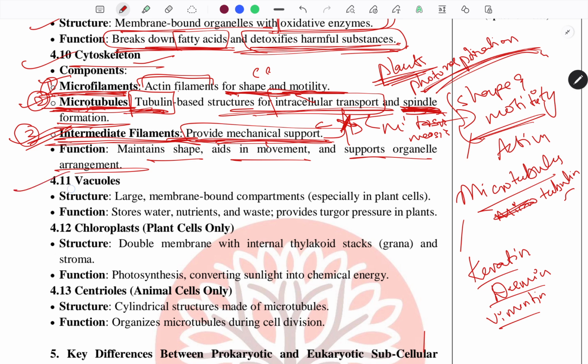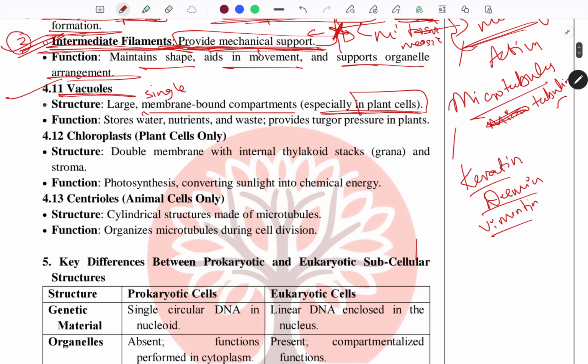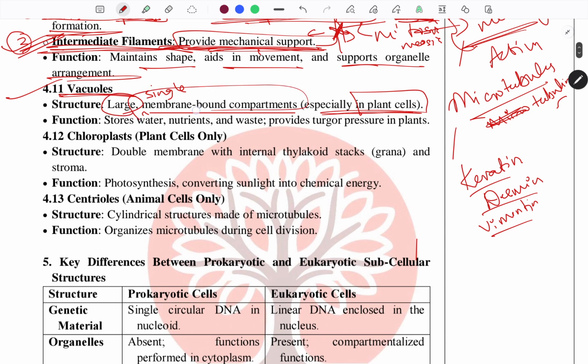Coming to the next part, that is the vacuole. It is a very large, single membrane bound compartment which is present in both animal and plant cells, and it is very large in a plant cell. In an animal cell, it is a very small structure, but in a plant, it is a large single membrane bound structure.